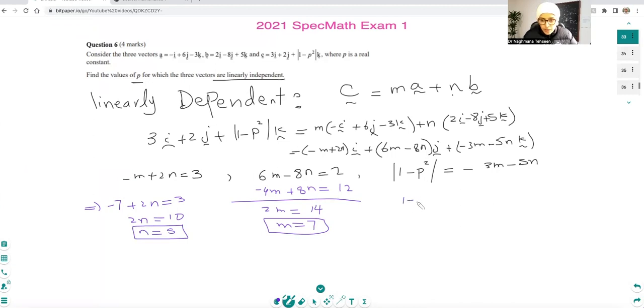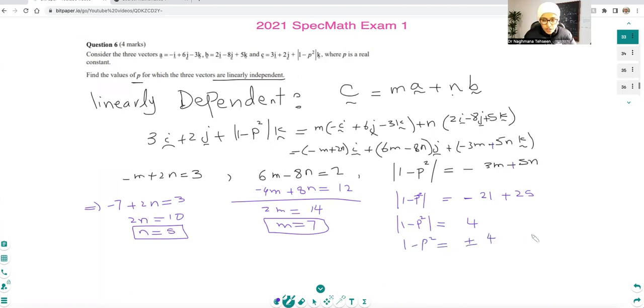Now let's see what this gives us for 1 minus P squared. It is negative 3 times 7, which is negative 21, and then 5 times 5 is 25, and here is a plus. So we're saying we have negative 21 plus 25. That will give you 1 minus P squared equal to 4. Okay, so what we know now is that 1 minus P squared equals plus or minus 4.